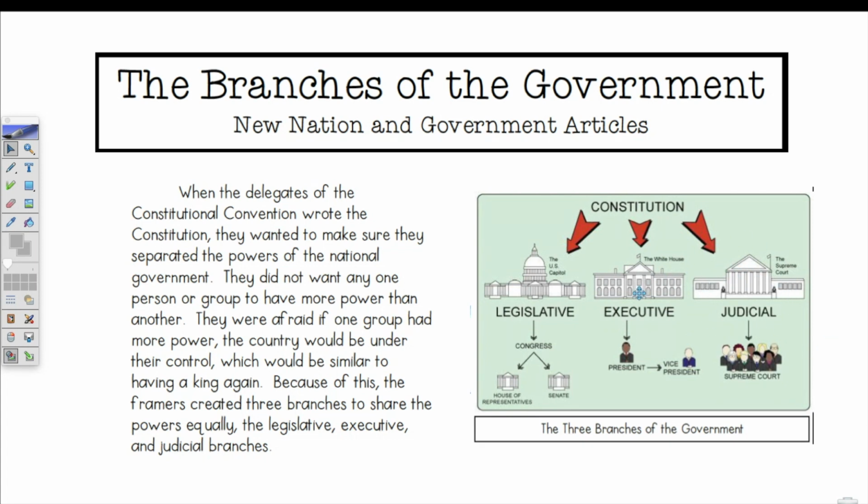And you can see here on my little picture the three separate branches. I think it's really important that they wanted the powers separated because they didn't want one person or one group of people to have more control. They were concerned about having a king all over again, and that's what they had just broken away from.